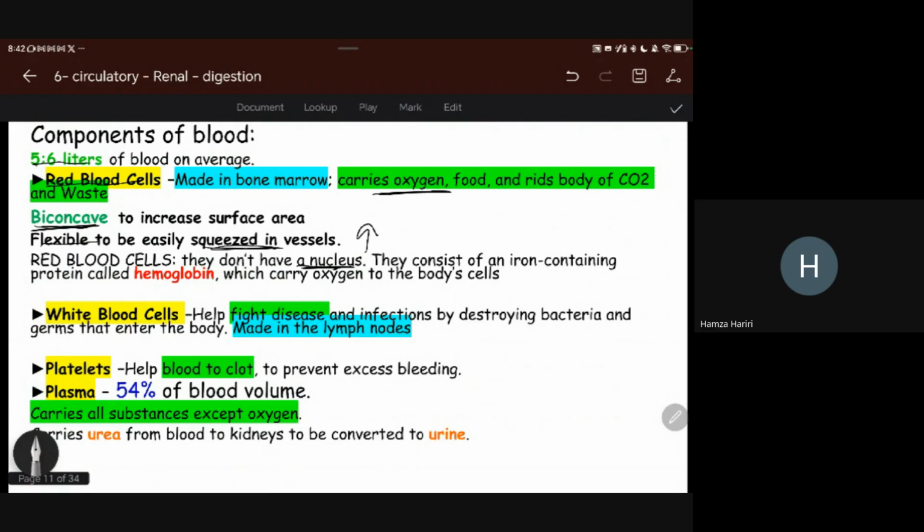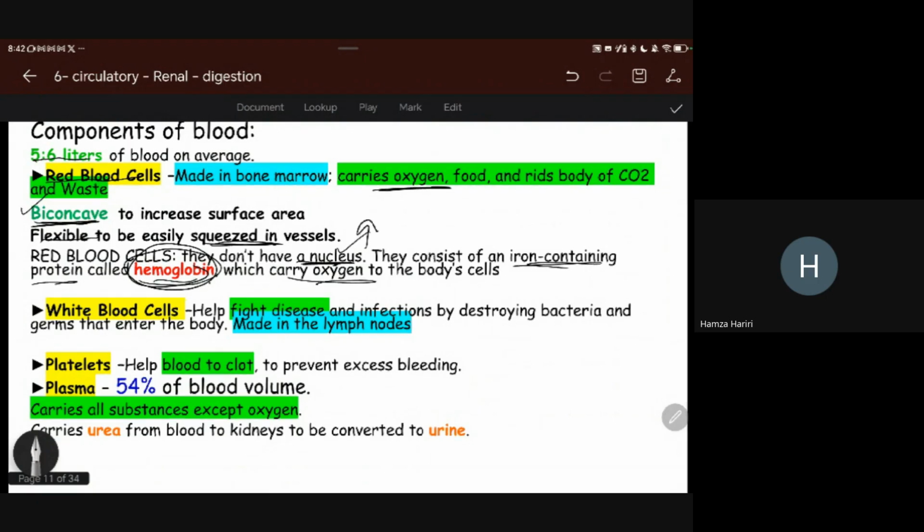And within them, they have the iron-containing protein called hemoglobin. What's the function of the hemoglobin? It carries the oxygen. So the red blood cells have hemoglobin within them to carry oxygen, and they have two specific characteristics: they're biconcave to carry more oxygen, and they have no nucleus, again, to carry more oxygen.